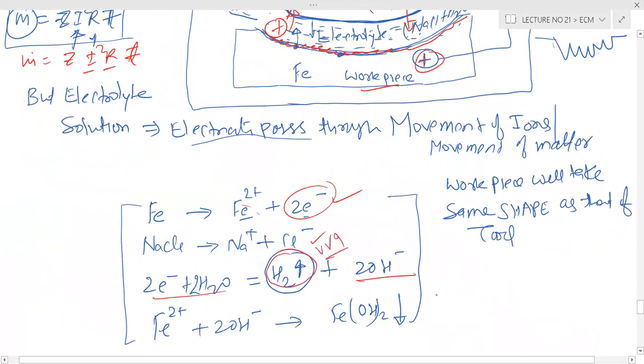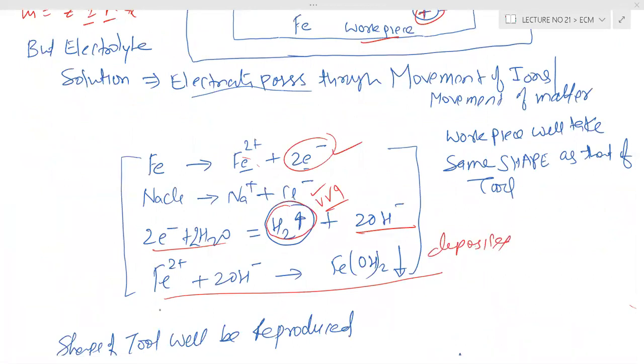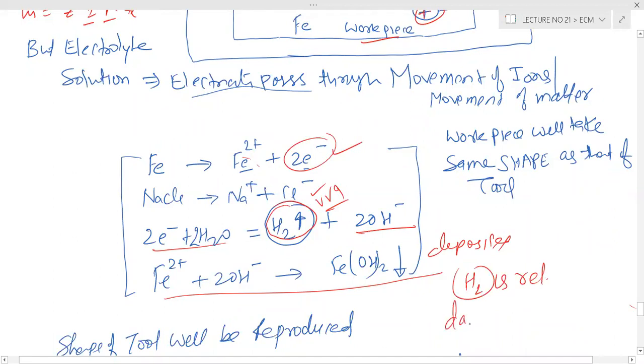Then OH ions, right? OH ion. Then this is deposited at the bottom. H2 is released. H2 is released, and H2 is dangerous.